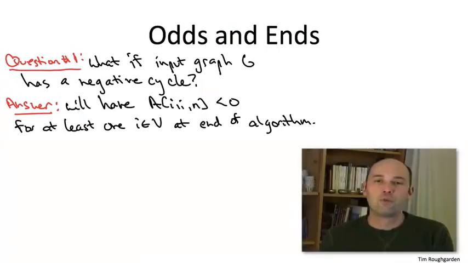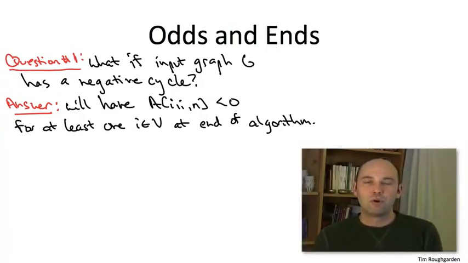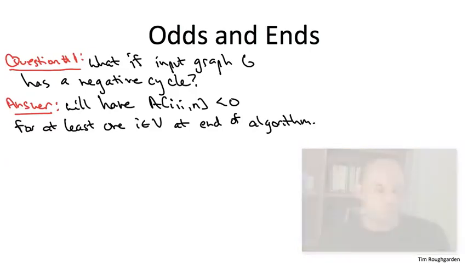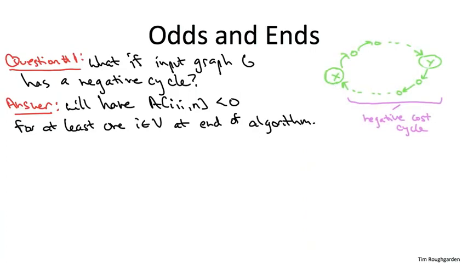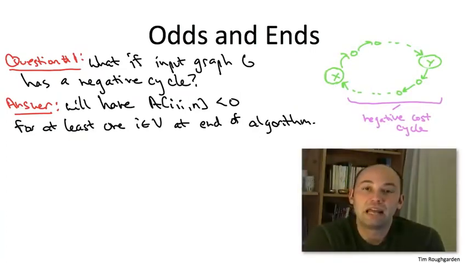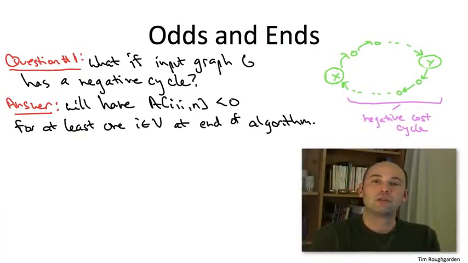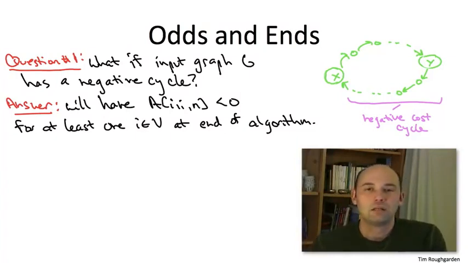I'm not going to prove this formally, I'll leave that for you to do in the privacy of your own home, but let me just suggest some intuition about why you would expect this to be true. So suppose the input graph does indeed have a negative cost cycle. Pick some arbitrary vertex on that cycle, let's say vertex x. Define vertex y to be the highest label of some other vertex on the cycle.